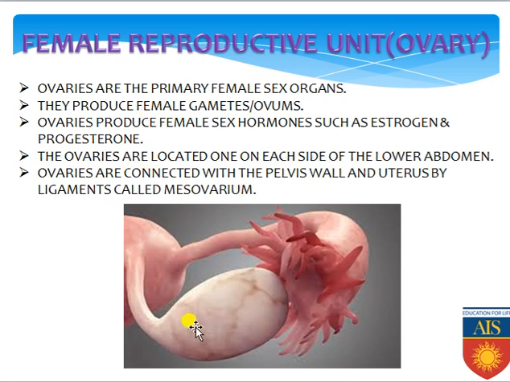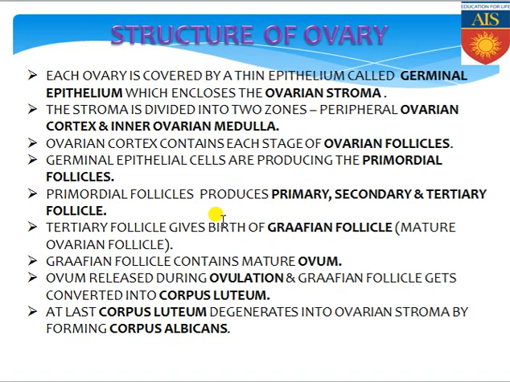So this is overall the structure of the ovary, you can see it here in the photograph. Next we are going for the internal structure of the ovary. If you see the internal structure of the ovary, you will see that each ovary is covered by a thin epithelium, called the germinal epithelium, which encloses the ovarian stroma. Keep it in your mind, this germinal epithelium encloses the entire cytoplasmic part or stroma of the ovary. The stroma is subdivided into two zones or two portions.